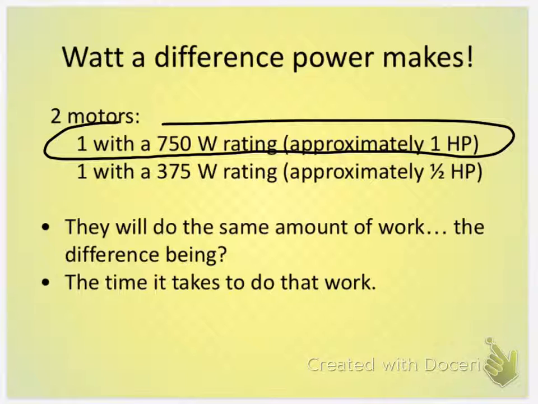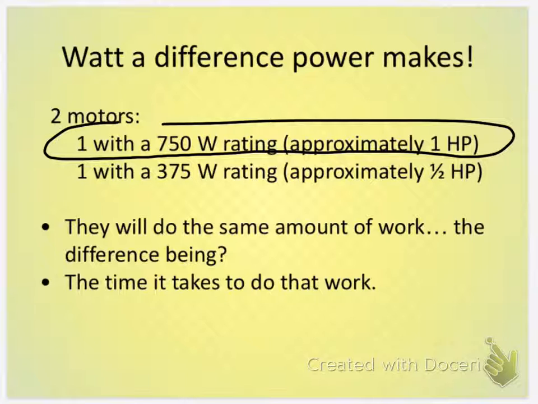A 1 horsepower motor and a half horsepower motor and a 1/3 horsepower motor will eventually do the same amount of work, with enough time. It's just going to take the motor with the lower power rating longer. So those stamps on the motor that say 1 horsepower, 1/2 horsepower, 1/8 horsepower, which would be a teeny little motor, those are power ratings.